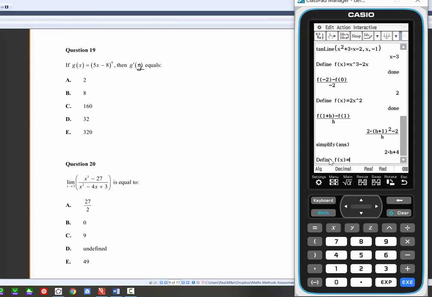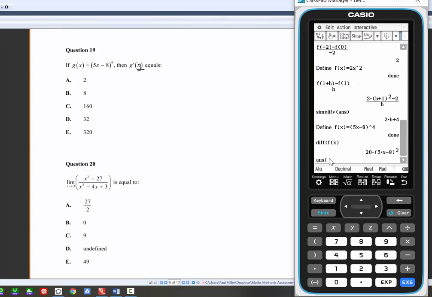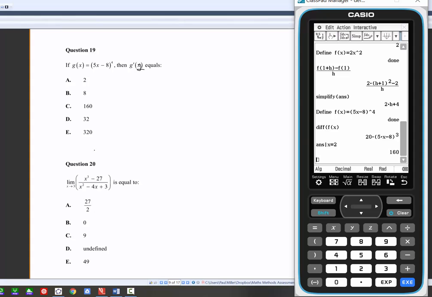Probably could just chain this by sight, but f of x equals x take 8 to the 4. Diff f of x gives me my derivative, and I want to bang 2 into the derivative. So the derivative function with x equal to 2 is 160.